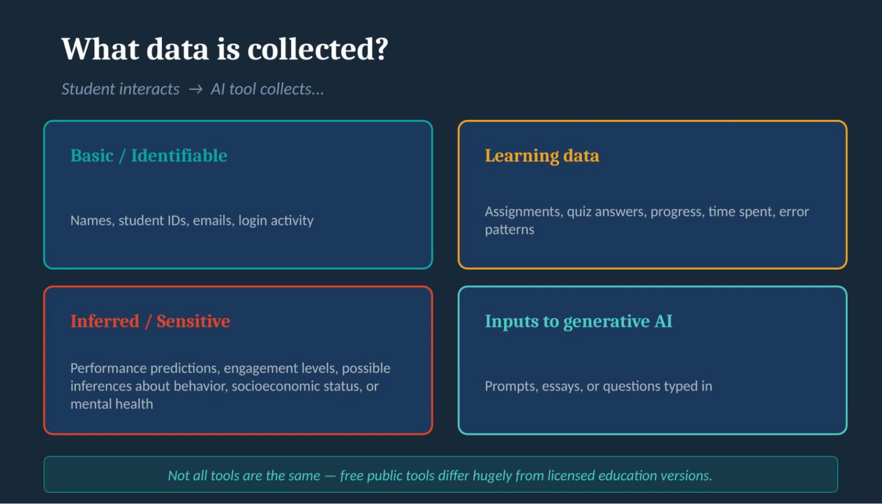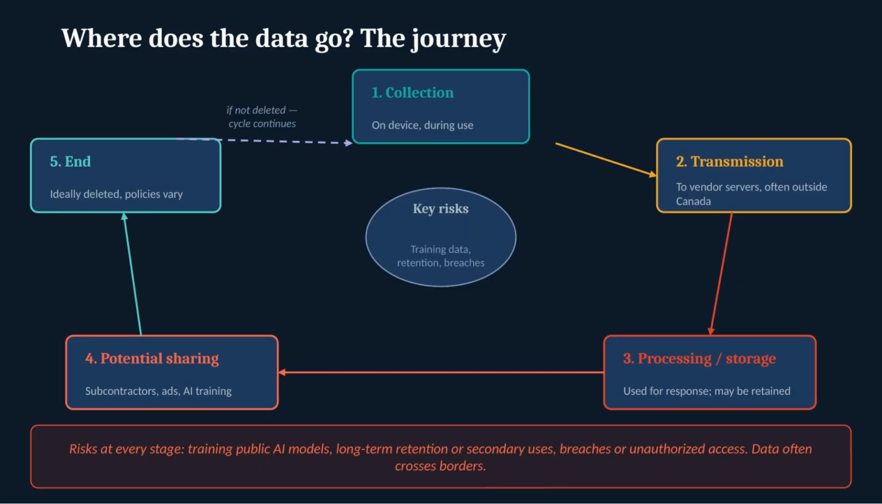So, what data is actually collected in AI-powered edtech: adaptive learning platforms, grading assistants, chatbots, content generators? There are a few categories. Basic and identifiable: those are names, student IDs, emails, login activity. Learning data: that's assignments, quiz answers, progress, time spent, and error patterns. Inferred and sensitive: those are performance predictions, engagement levels, and inferences about behavior, socioeconomic status, or mental health via AI profiling. And inputs to generative AI: prompts, essays, or questions typed in. Not all tools are the same. Free consumer tools like public ChatGPT differ hugely from enterprise education versions.